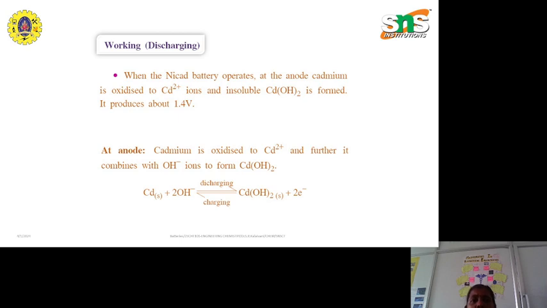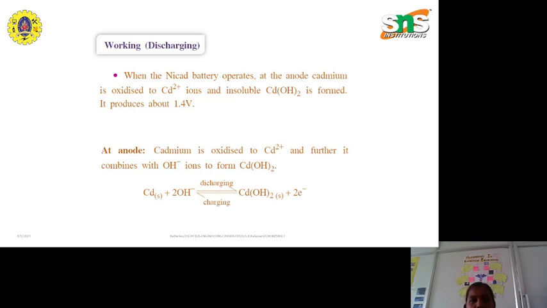Then working. When the NICAD battery operates at the anode, cadmium is oxidized to cadmium 2 plus ions and insoluble cadmium hydroxide is formed. Initially cadmium is oxidized into Cd2+ plus 2 electrons. This Cd2+ ion again combines with hydroxide ions present in the electrolyte, that means KOH, to form cadmium hydroxide. It produces about 1.4 volt.